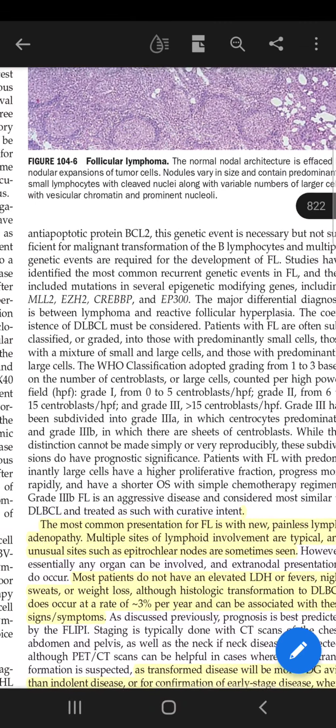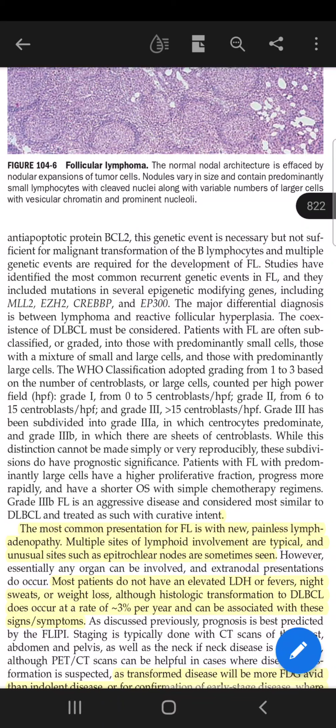And if you want to see the grading of the lymphomas, it's right here. I did not highlight it because it's just memorization, but it depends on the number of centroblasts or large cells. And that's it.